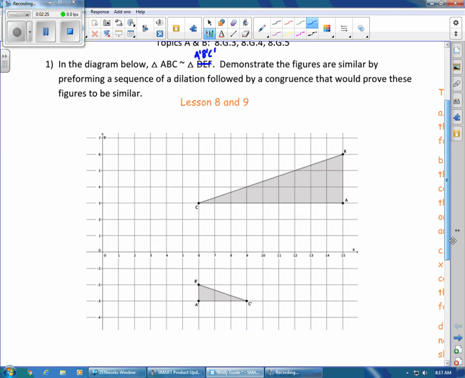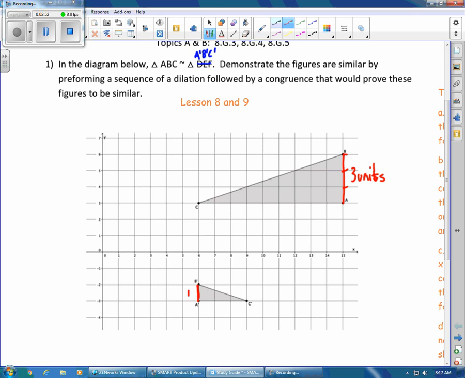So let's attack this problem, figuring out the scale factor. I'm going to look at corresponding sides. Here's AB, and that is 1, 2, 3 units long. Okay, here's A prime, B prime, only 1 unit. So I'm looking at this and I'm thinking 3 to 1, that's going to be a scale factor of 3, right? Well, let's think about that.